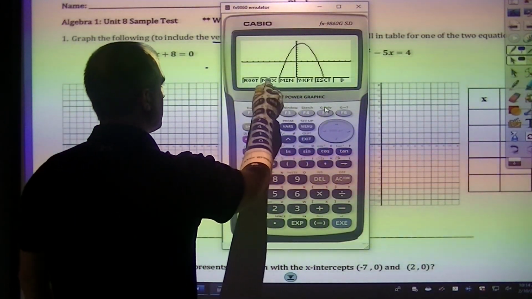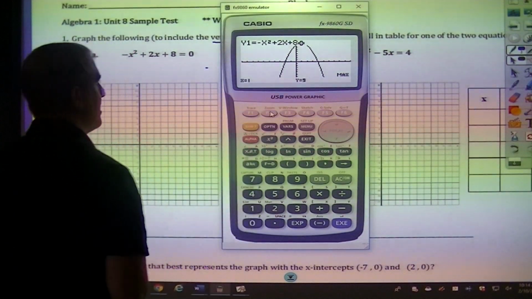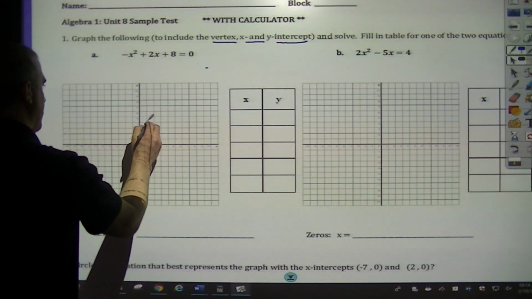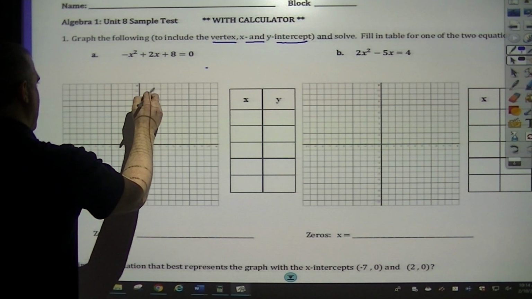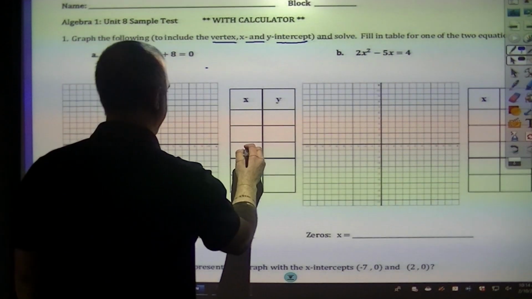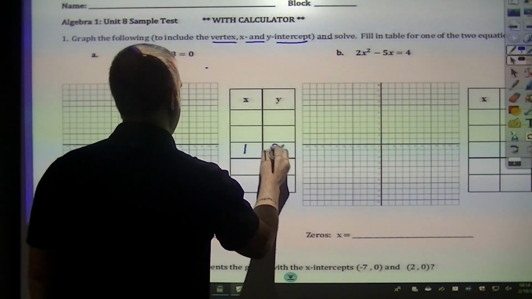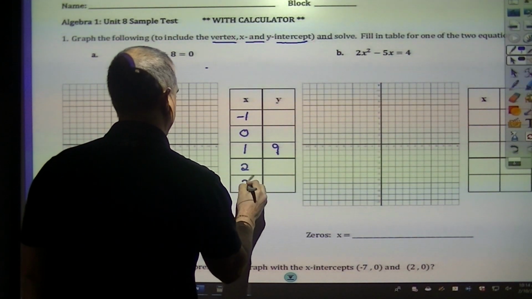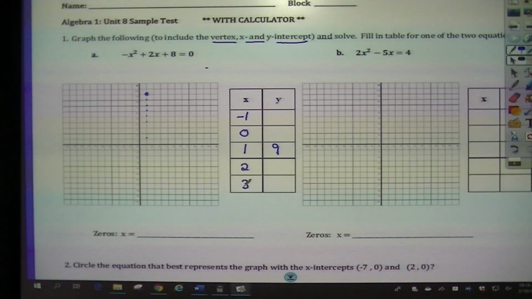So I would do g-solve. In this case, this would be a max. So I am at 1, 9. So 1, 1, 2, 3, 4, 5, 6, 7, 8, 9. Okay? So the idea here is that my vertex is at 1, 9. I'm going to pick 2 points smaller and 2 points bigger. I'm going to show you how to get those points in a second.